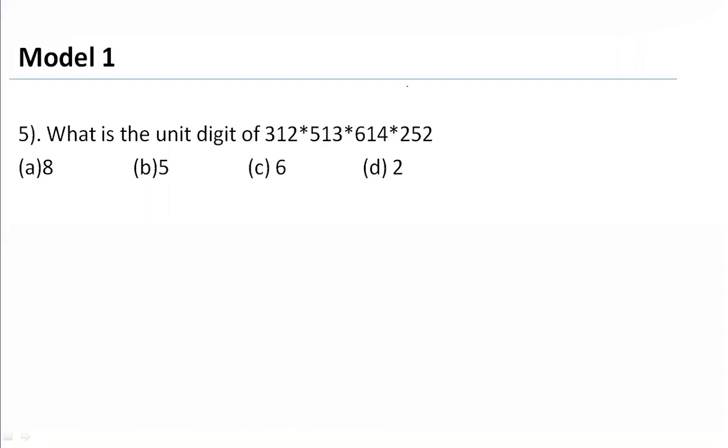I'm repeating the logic once again, guys. If you want to answer the units place of any question, no need to multiply the entire number. You can take the units places, multiply them, and then answer the question. Super. So for 312, my units place is 2. For 513, my units place is 3. For 614, my units place is 4. For 252, units place is 2. 3 twos are 6, 4 twos are 8, 6 eights are 48. In 48, what is the units place? That is nothing but 8. So option A, 8 is the answer.